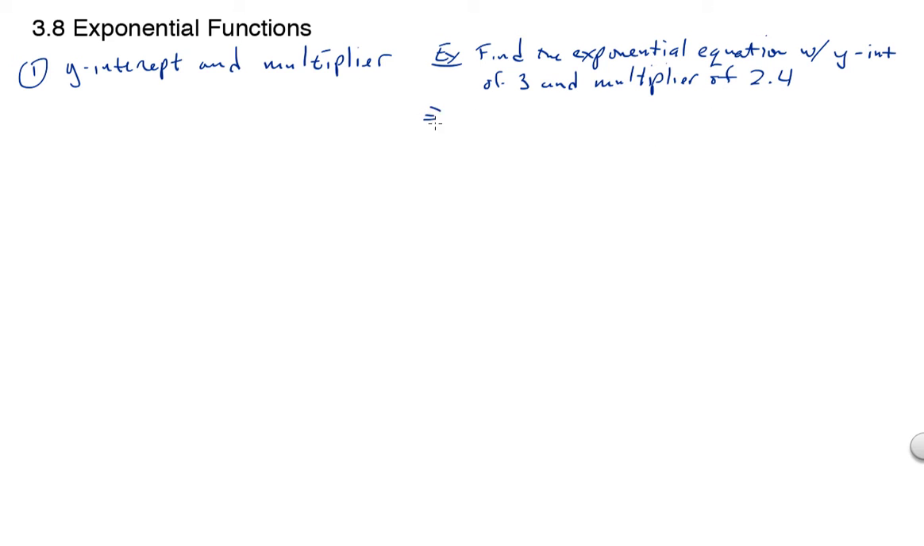Well, you just plug it in. Let's do that. Y equals 3, which is our y-intercept, our a, and our multiplier is 2.4, which will be taken to the input variable. And that's it. That's all there is to it.